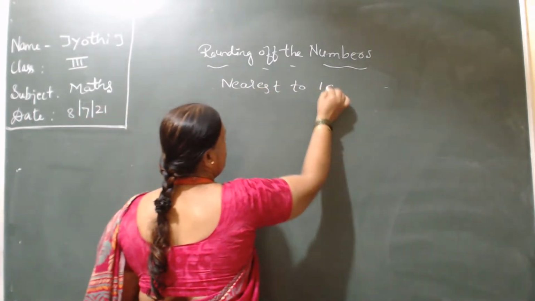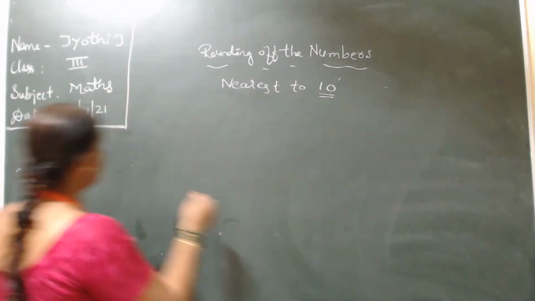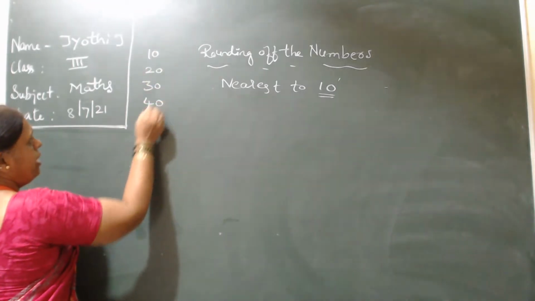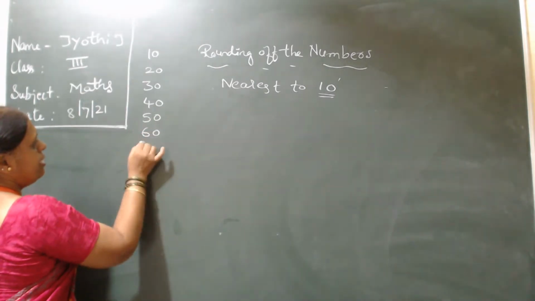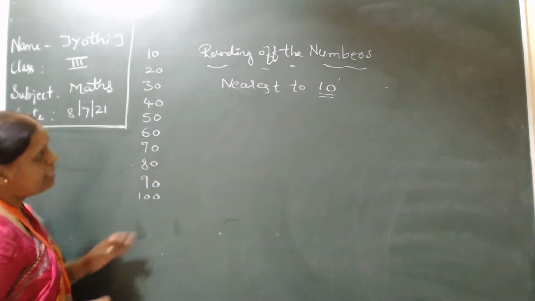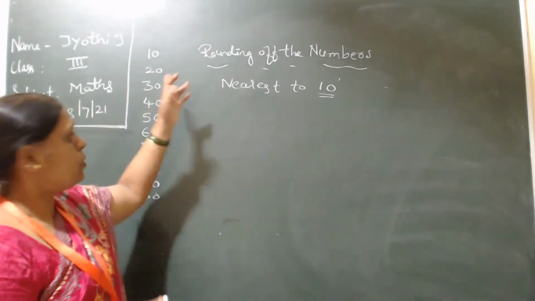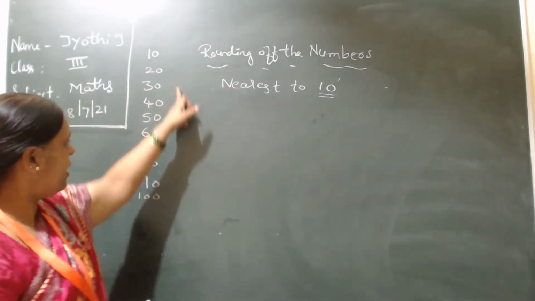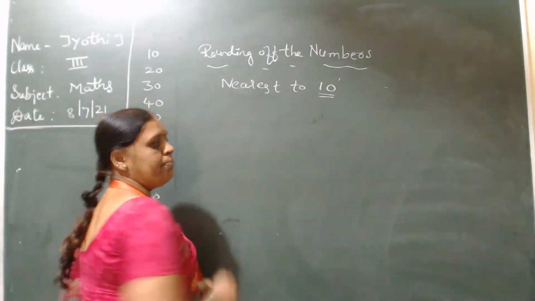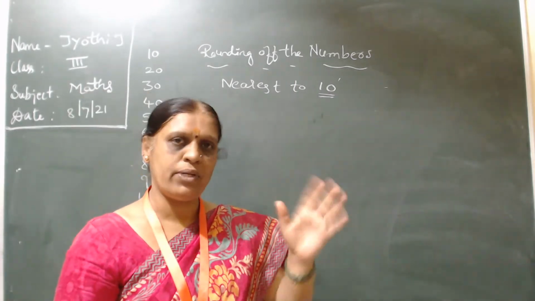Nearest to tens. As we know, the numbers in tens are 10, 20, 30, 40, 50, 60, 70, 80, 90 and 100. When we round off numbers to the nearest 10, we should get these numbers. The nearest number is, as I said, an estimation, which gives us a rough idea about the number.